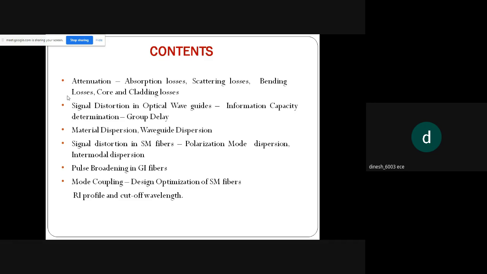Then, as we have seen in single mode fibers, we are going to see the same in terms of graded index fibers, the pulse broadening of the optical signal in a graded index fiber. Then followed by mode coupling, where we will be designing single mode fibers, their refractive index profile and cutoff wavelength determination. So these are the contents in unit 2 and in our presentation also.